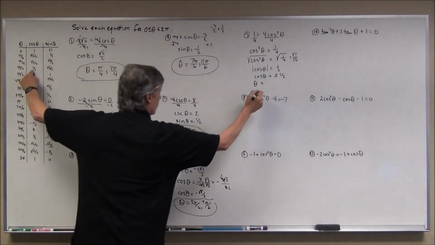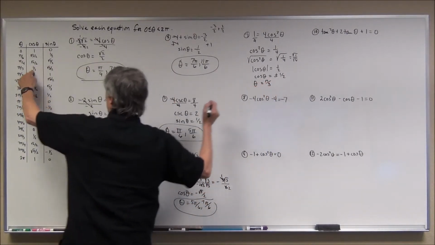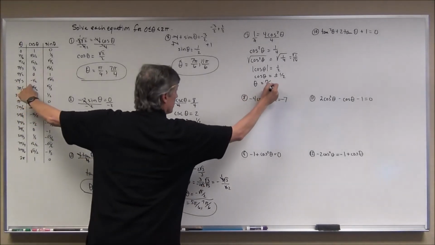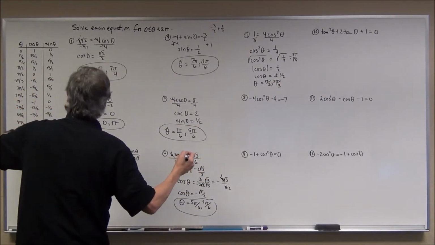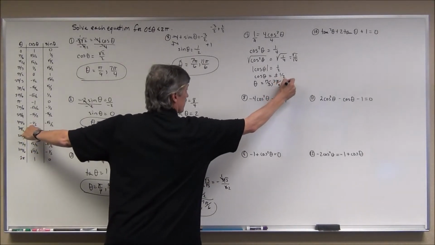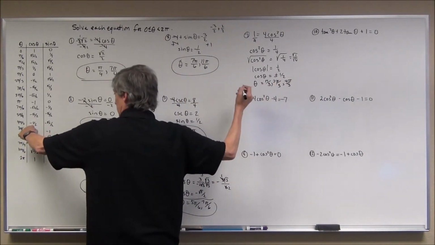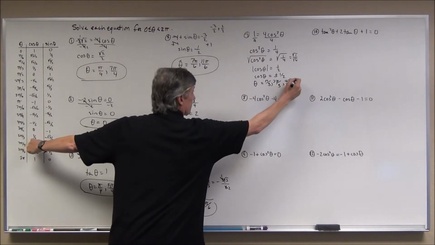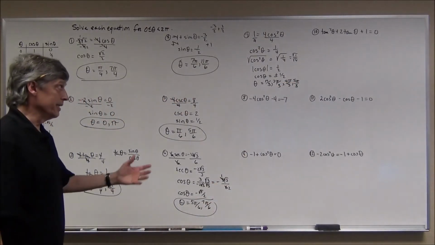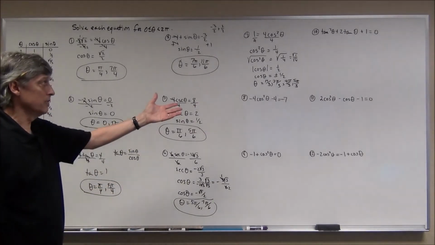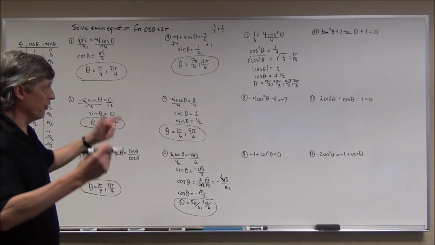1/2, that happens at pi over 3. 2 pi over 3. 4 pi over 3. And 5 pi over 3. Okay? Again, you need to memorize that, because you're not guessing 4 answers like that out of thin air.